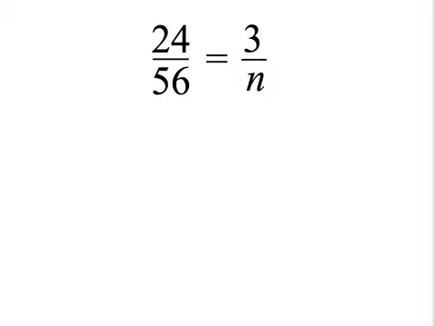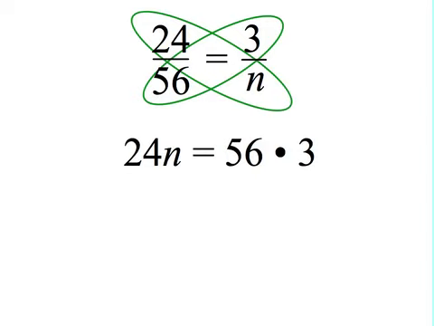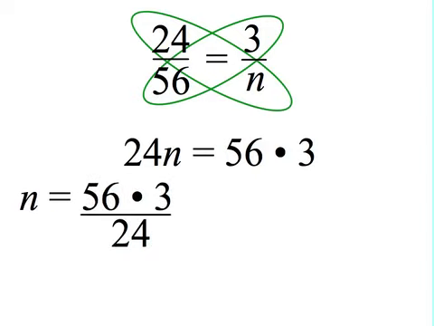And now let's solve that other proportion. Our cross multiplying gives us 24n equals 56 times 3. So n is equal to 56 times 3 divided by 24. I move it over to the left because I'm going to need a little more space with this one. The 3 and the 24 are both divisible by 3. So 3 divided by itself is 1, and 24 divided by 3 is 8.